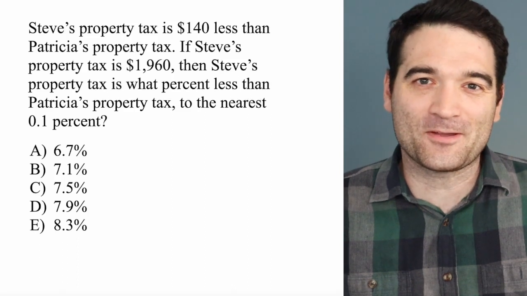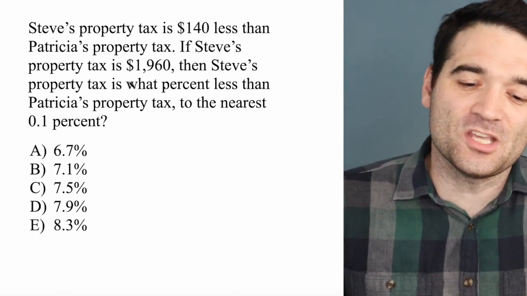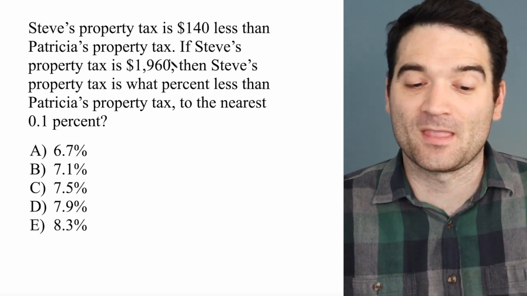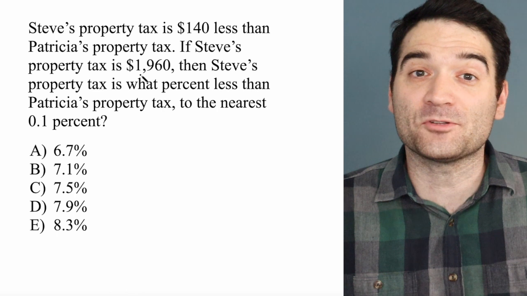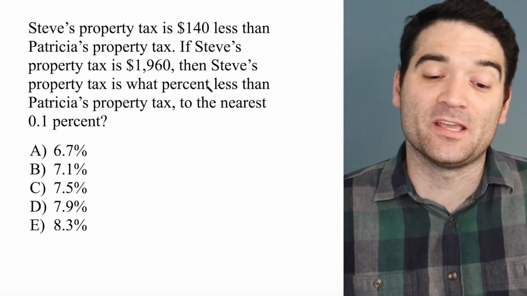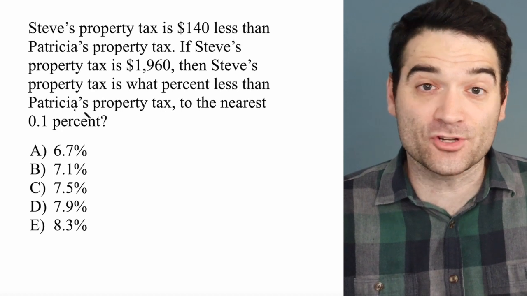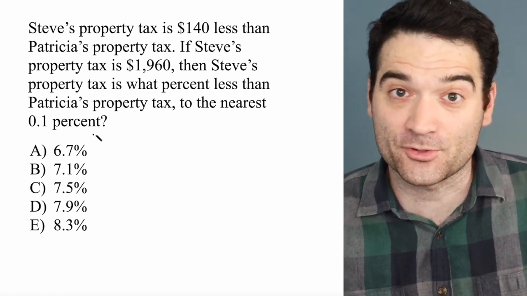Here's a GRE arithmetic question. Let's take a look. Steve's property tax is $140 less than Patricia's property tax. If Steve's property tax is $1,960, then Steve's property tax is what percent less than Patricia's property tax to the nearest 0.1%?